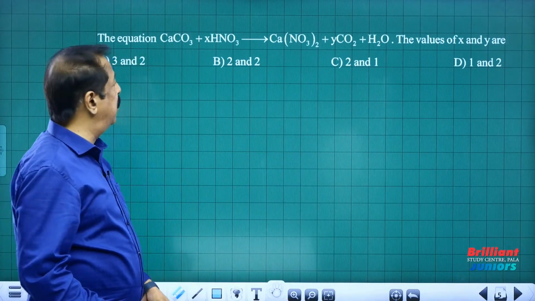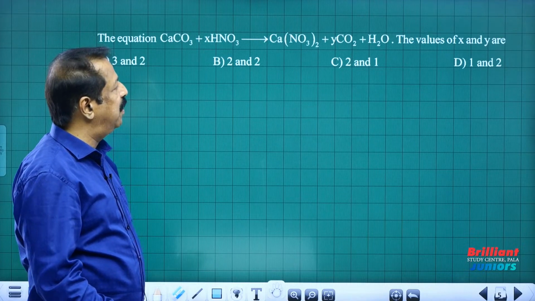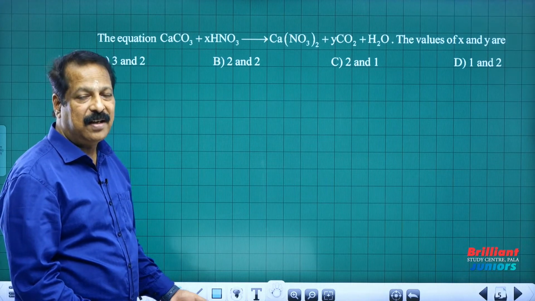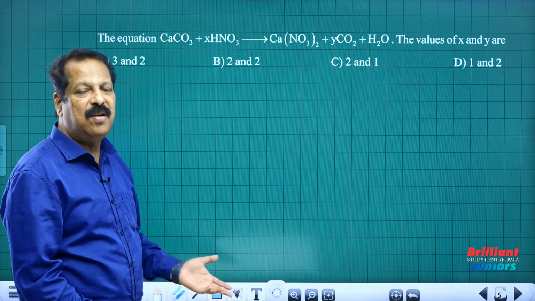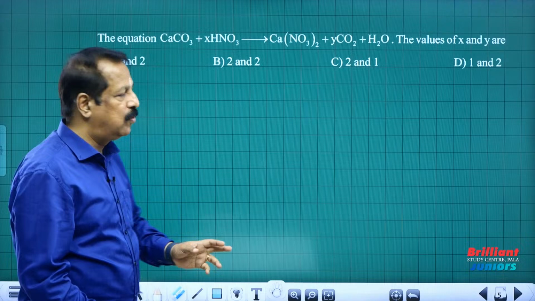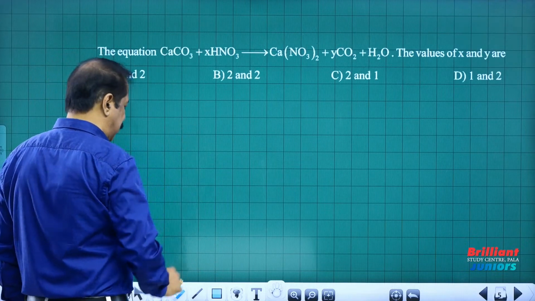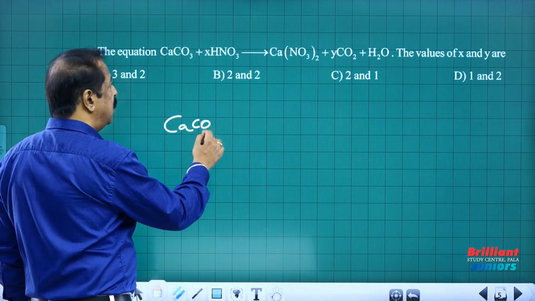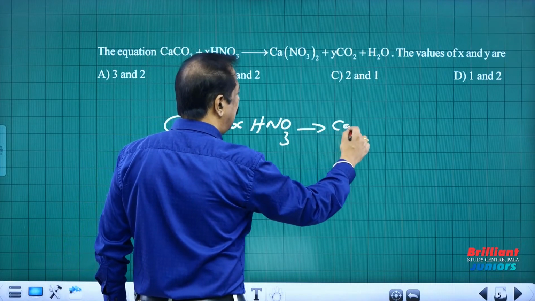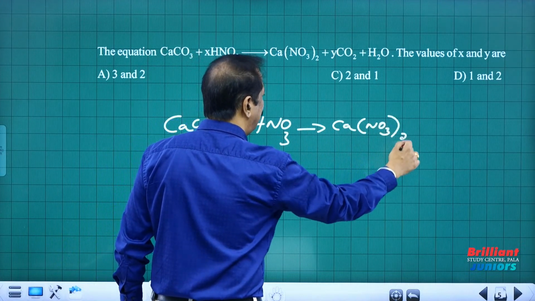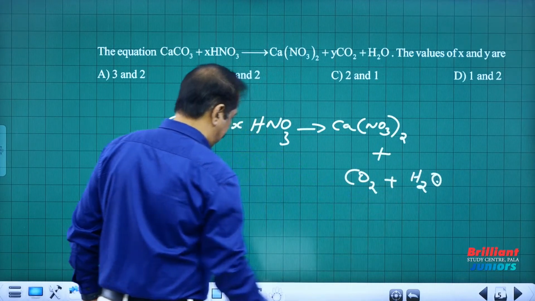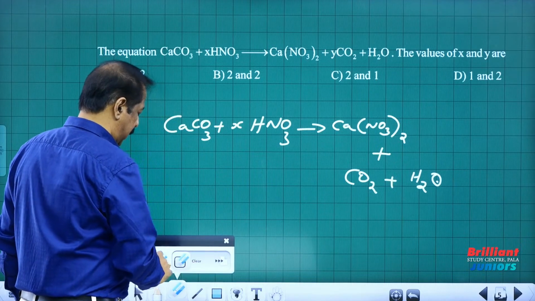The equation: calcium carbonate plus XHNO3 giving Ca(NO3)2 plus YCO2 plus H2O. What are the values of X and Y? Actually, we have to balance the equation by putting values for X and Y. So how will you do this? We will see. Calcium carbonate treated with XHNO3 giving Ca(NO3)2 plus CO2 plus H2O. We'll remove the X here.